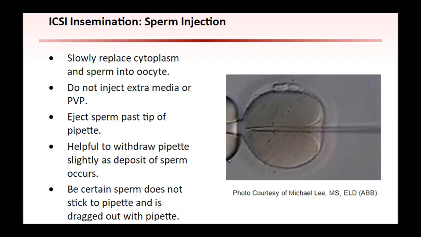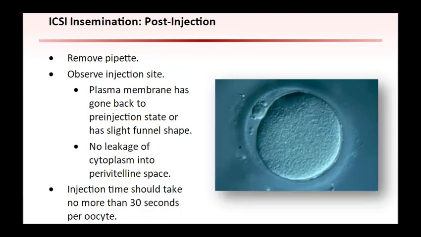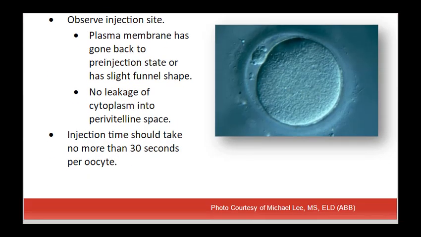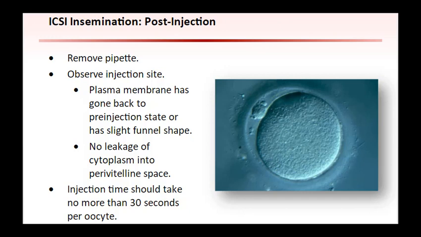Do not move the pipette inside the oocyte in any plane and withdraw the pipette straight out of the oocyte. Remove the injection pipette slowly. The breech area should maintain the slight funnel shape or return to pre-injection status. Observe the injection site for any cytoplasm leakage into the perivitelline space or other oocyte damage. Average injection time should be less than 30 seconds per oocyte.